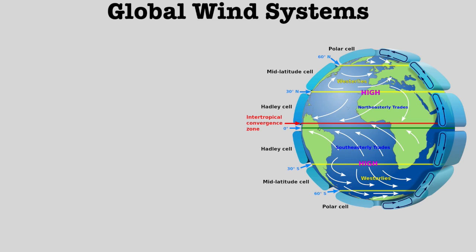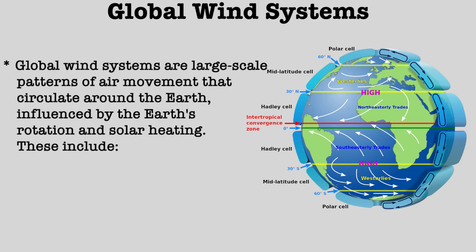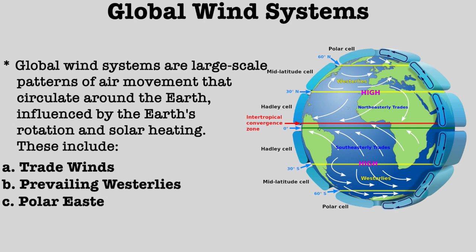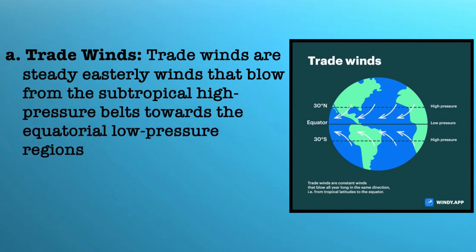Global wind energy systems are large-scale patterns of air movement that circulate around the earth, influenced by the earth's rotation and solar heating. These include: first, trade winds; second, prevailing westerlies; and third, polar easterlies. So first we will discuss the trade winds.